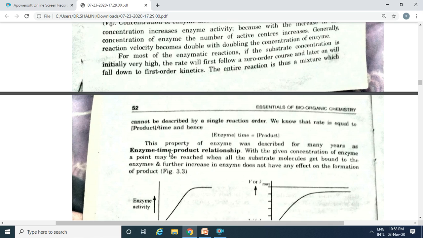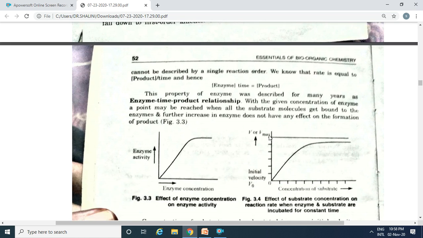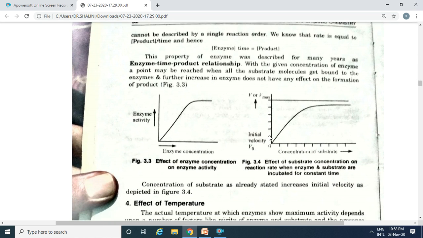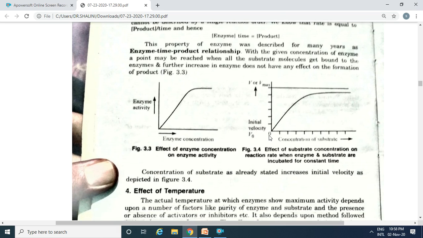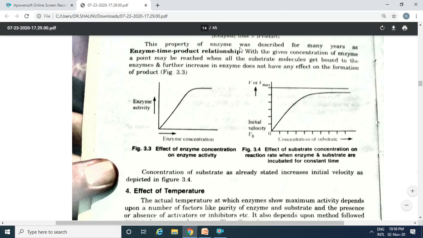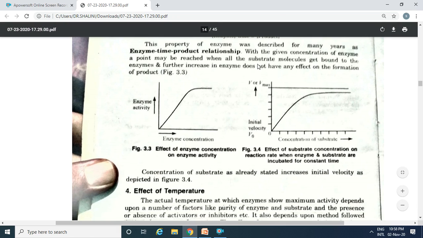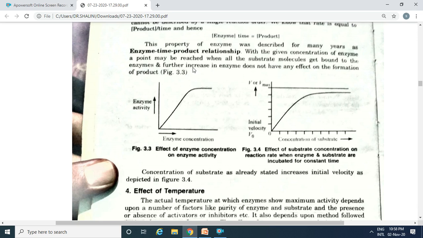We know that the rate is equal to product divided by time, and hence enzyme into time is equal to product. This property of enzyme was described for many years as the enzyme time product relationship. With a given concentration of enzyme, a point may be reached when all the substrate molecules get bound to the enzymes, and a further increase in enzyme does not have any effect on the formation of the product.